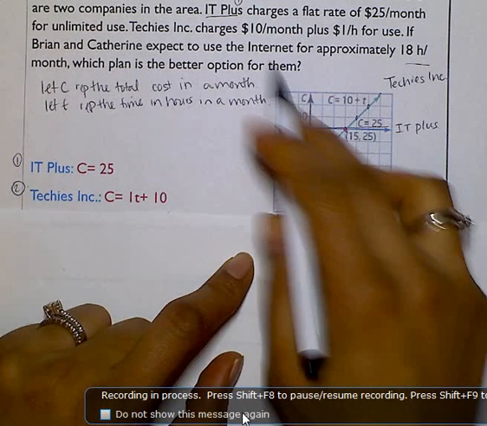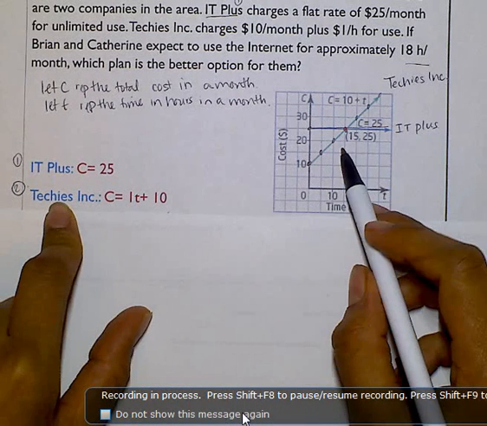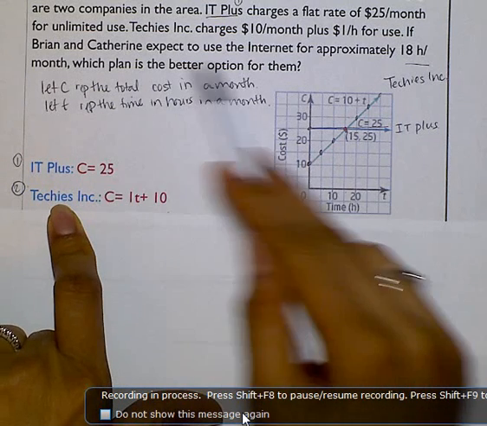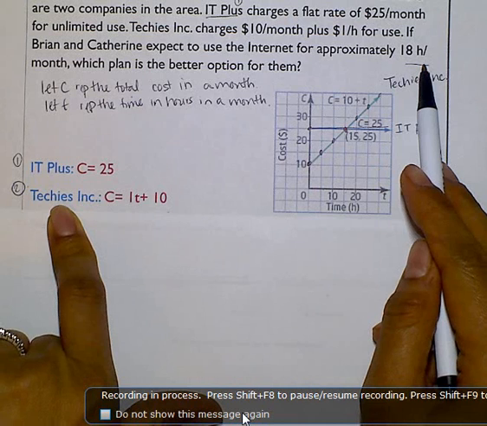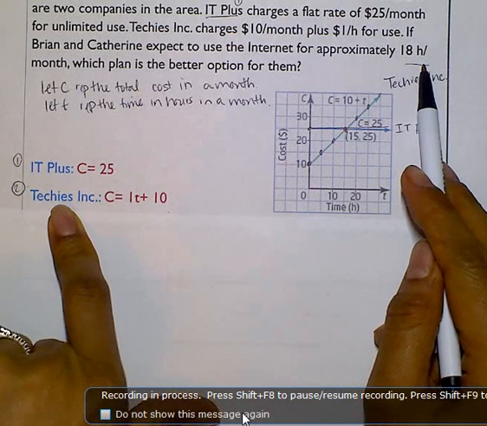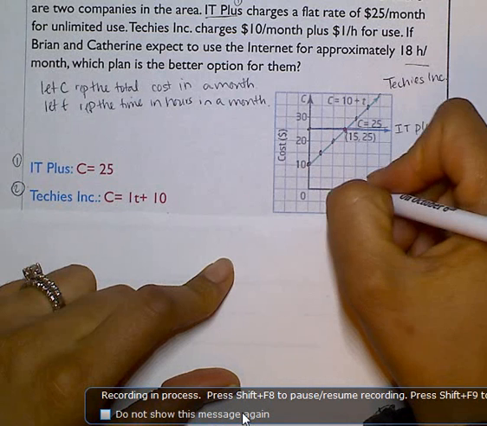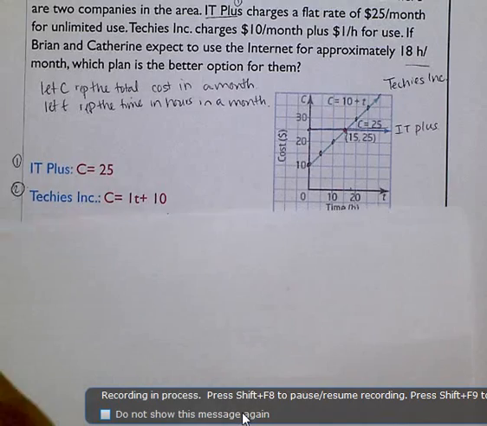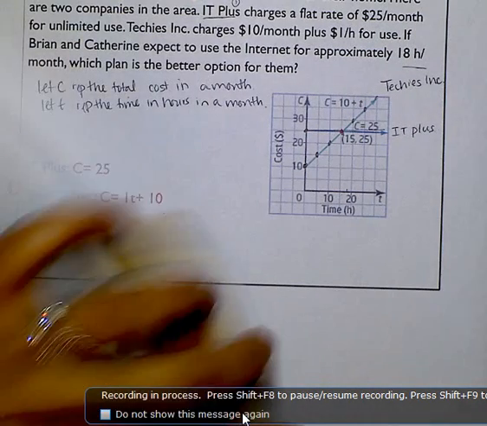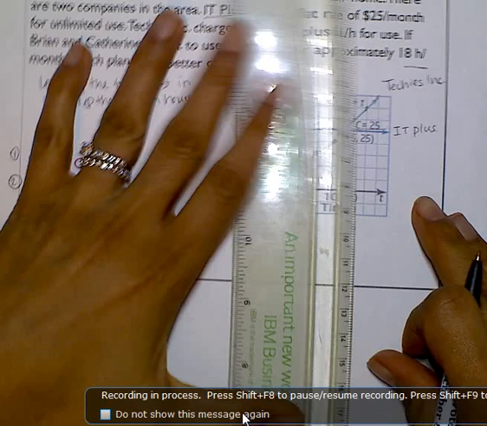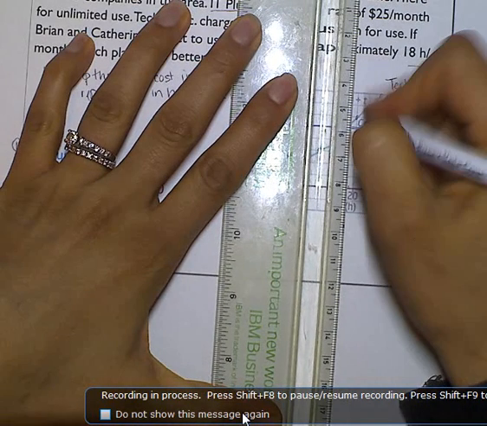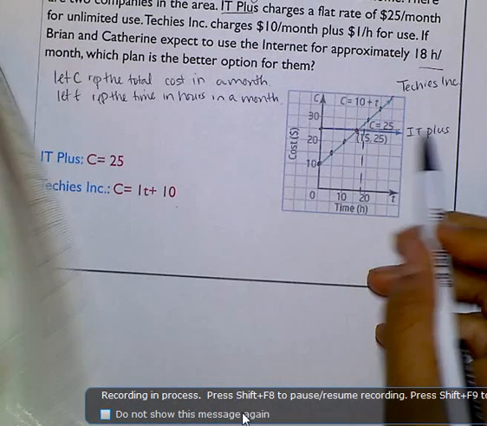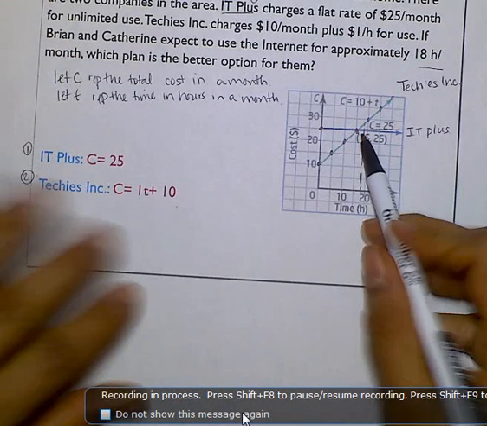So if I draw myself a vertical line at 18, approximately here, you notice that IT Plus would charge $25 regardless of how long you're using the internet for, but Techies Inc. is going to charge a little bit more. So in this case, IT Plus would be cheaper. So which plan is a better option for them? IT Plus would be a better option because it's cheaper.